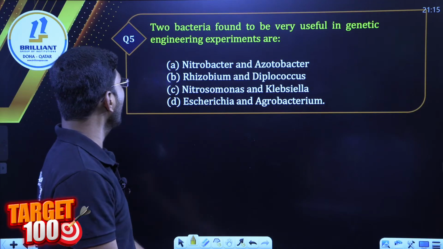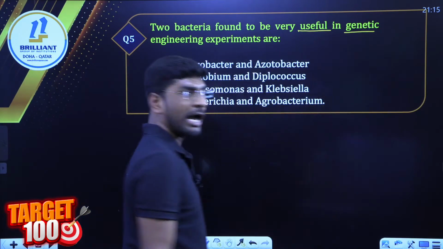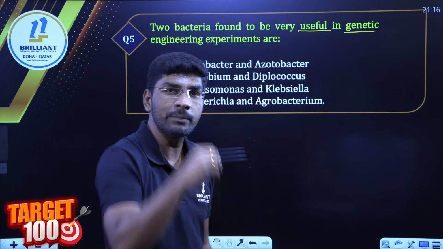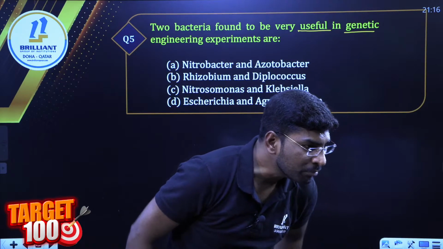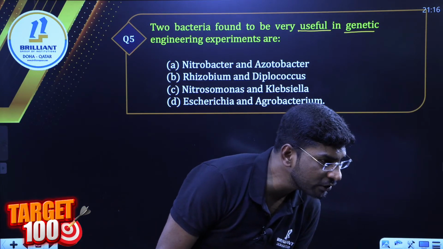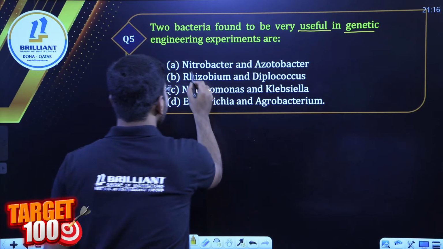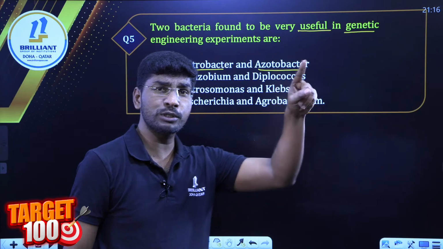Next. Two bacteria found to be very useful in genetic engineering. I don't know the two bacteria. You have to find out the two bacteria. Which two bacteria are useful in genetic engineering? Khalid, Minha, Allah. So what is the answer? Right, good, very good. Jade, Kitraj, good, very good. So the right answer is Azotobacter and Azospirillum.